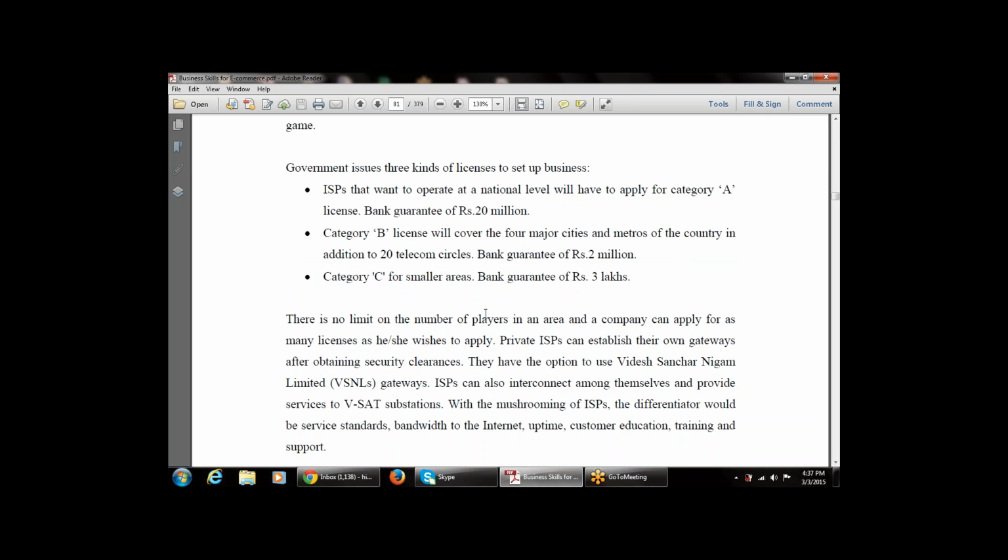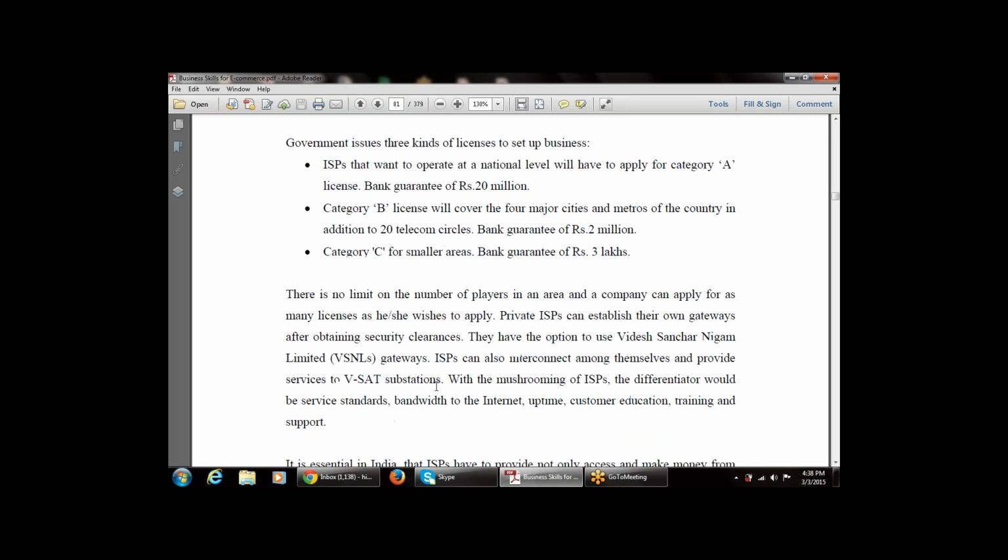Then there is no limit on the number of players in an area, and a company can apply for as many licenses as he or she wishes. That is, there is no hard and fast limit. Anyone can apply for any license. A company can apply for category A, category B, category C, or all of them. They have the option to use the VSNL gateway.